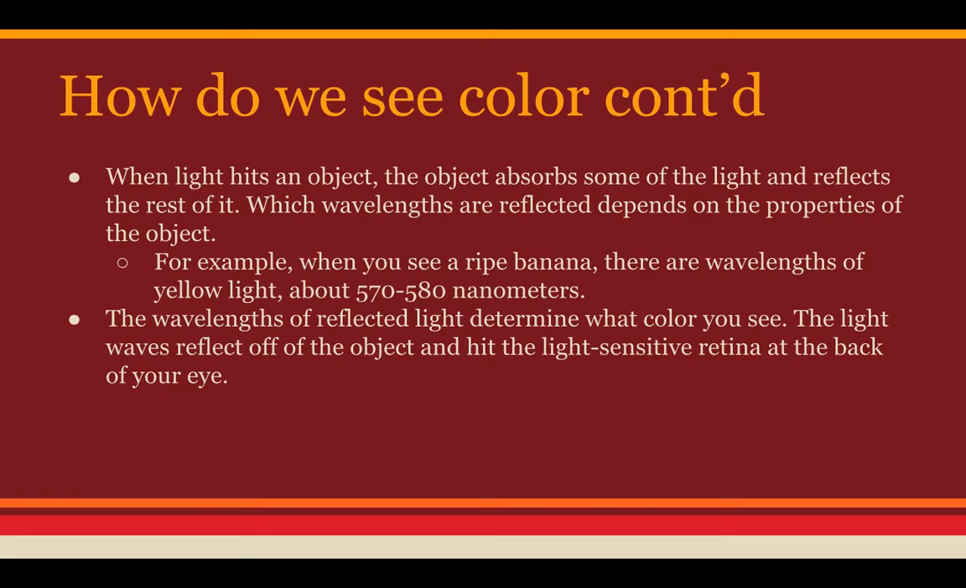How do we see colors? Continued. When light hits an object, it absorbs some of the light and reflects the rest of it. Which wavelengths are reflected depends on the properties of the object. For example, when you see a ripe banana, there are wavelengths of yellow light, about 570 through 580 nanometers. The wavelengths of reflected light determine what colors you see. The light waves reflect off the object and hit the light-sensitive retina at the back of your eye.